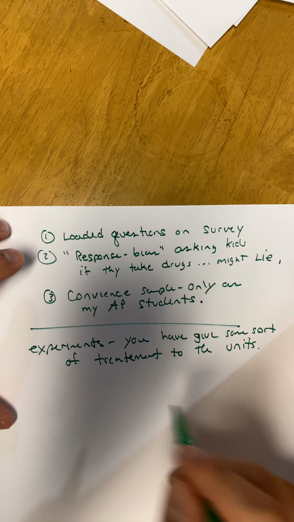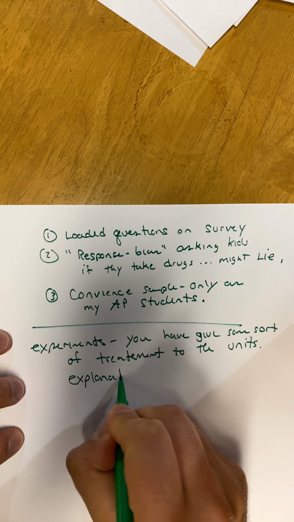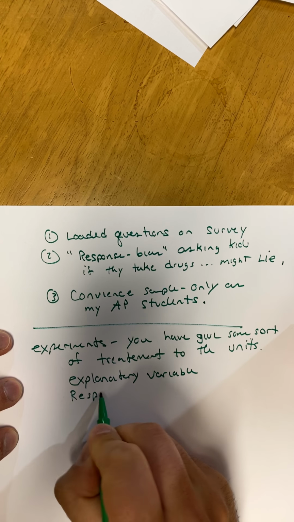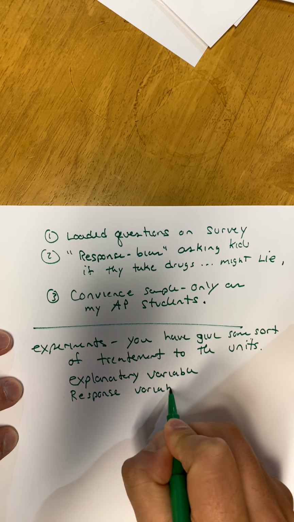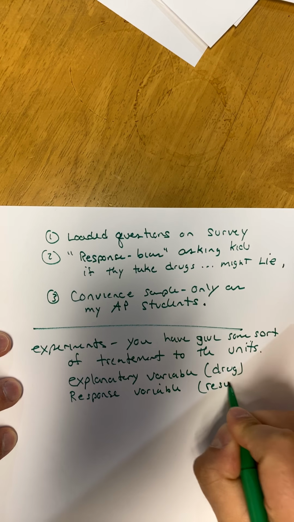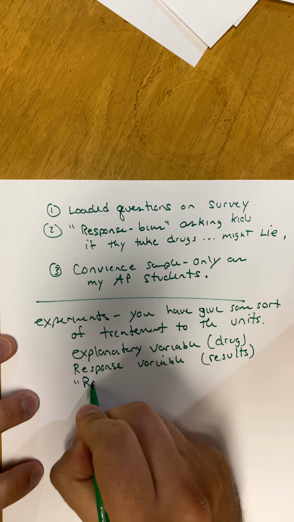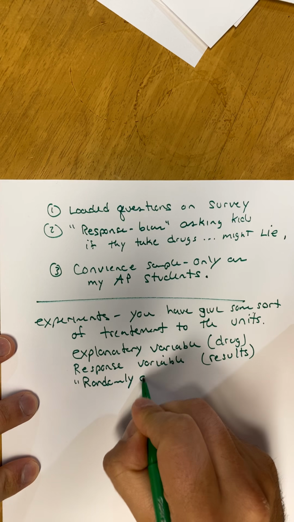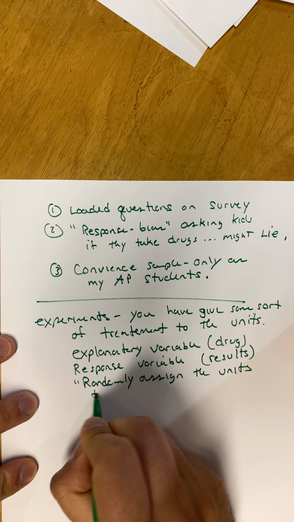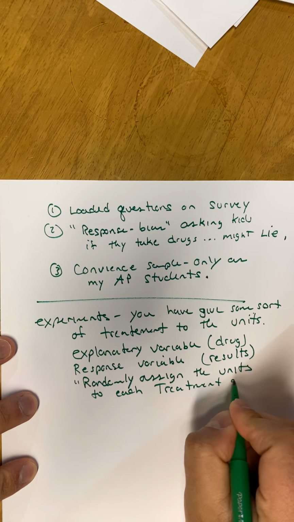Okay, you have to give them some sort of treatment. So usually how it works is you have an explanatory variable and a response variable. So this could be like the drug, and this would be the results of the drug. And you have to randomly assign the units to each treatment group.